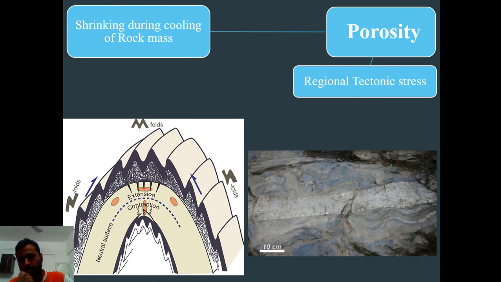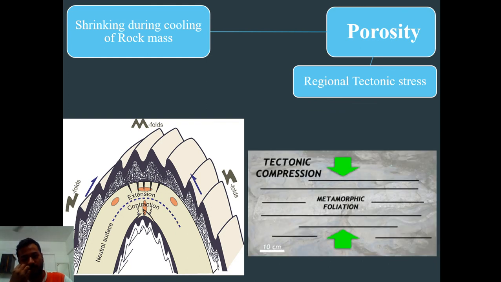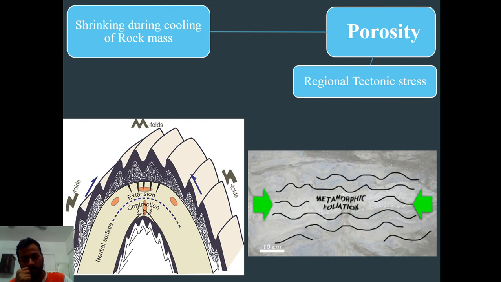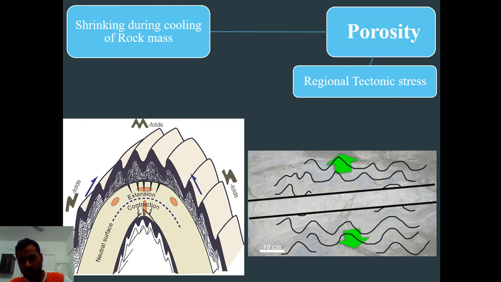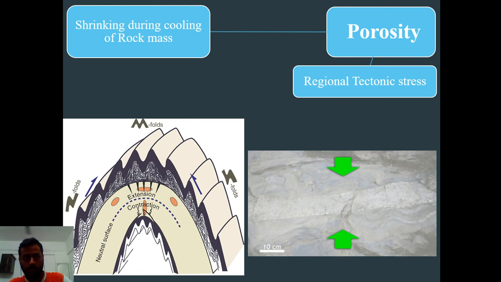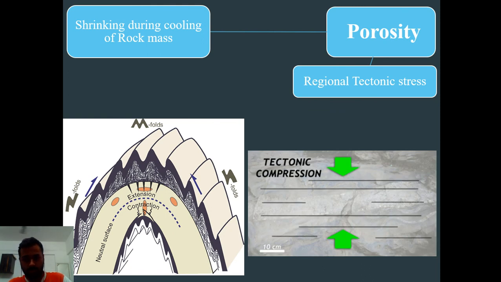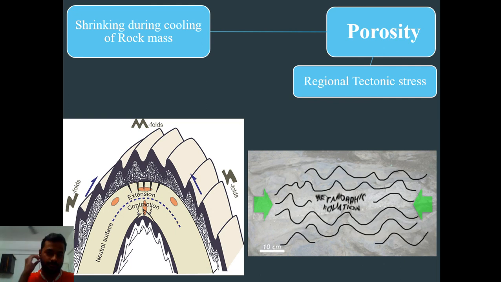In the starting you have a rock, forces apply from the vertical direction, horizontal direction, and then there is expansion. This is an example of how Earth is dynamic, so rocks can undergo various stages of formation.